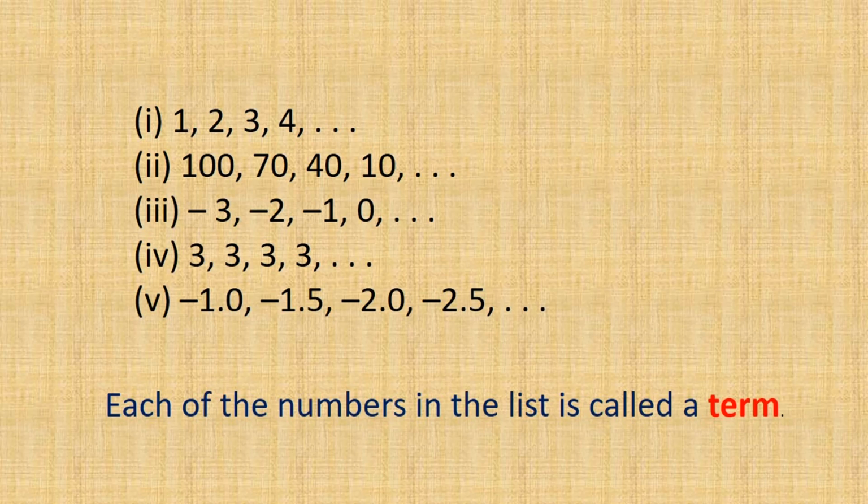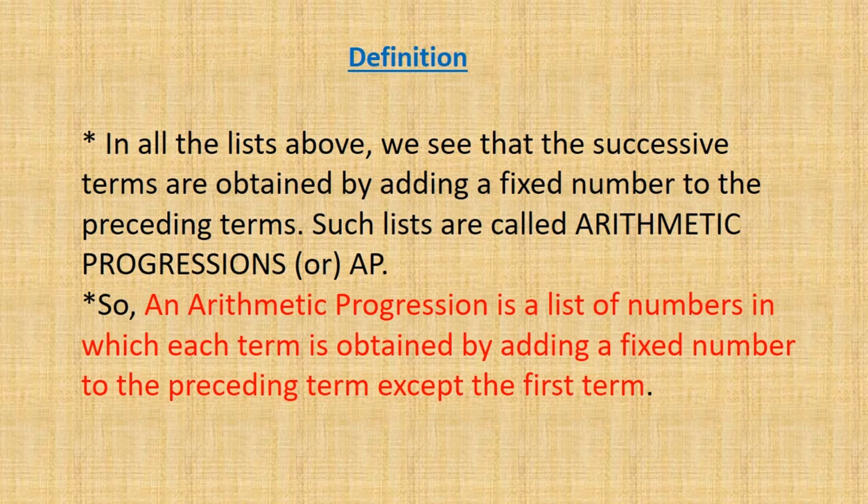Okay, so we will see the definition here. So in all these lists above or the previous slide, we see that the successive terms, successive means the next term, are obtained by adding a fixed number to the preceding term. Such lists are called arithmetic progressions. Okay, such number lists, number patterns or number sequences are called arithmetic progressions.